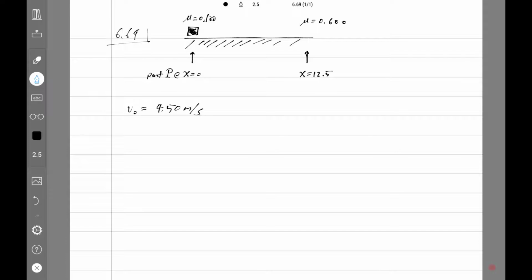We are looking for the point at which the box stops. So let's just pick a point. We're going to call that capital X, as opposed to little x. Notice I make my little x's a little bit fancy. Capital X's, I'm just going to make a big bold X. So, where the box stops.